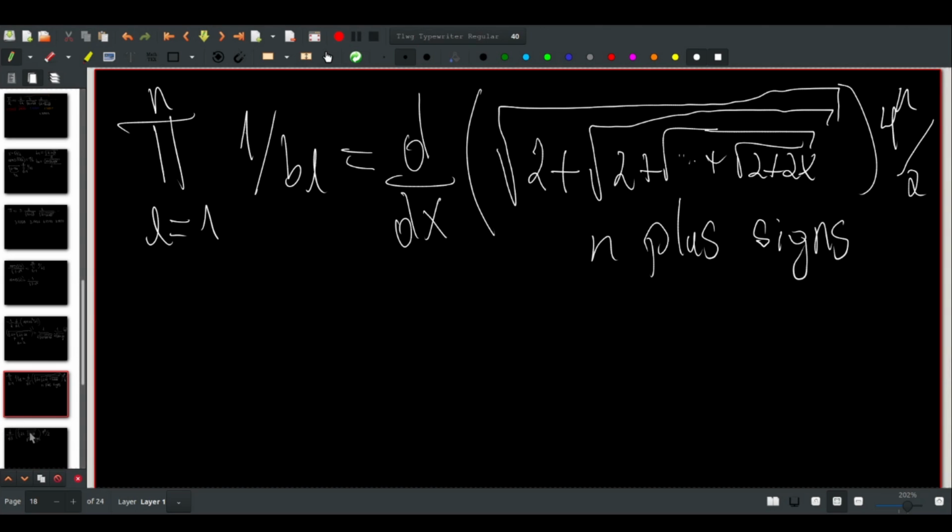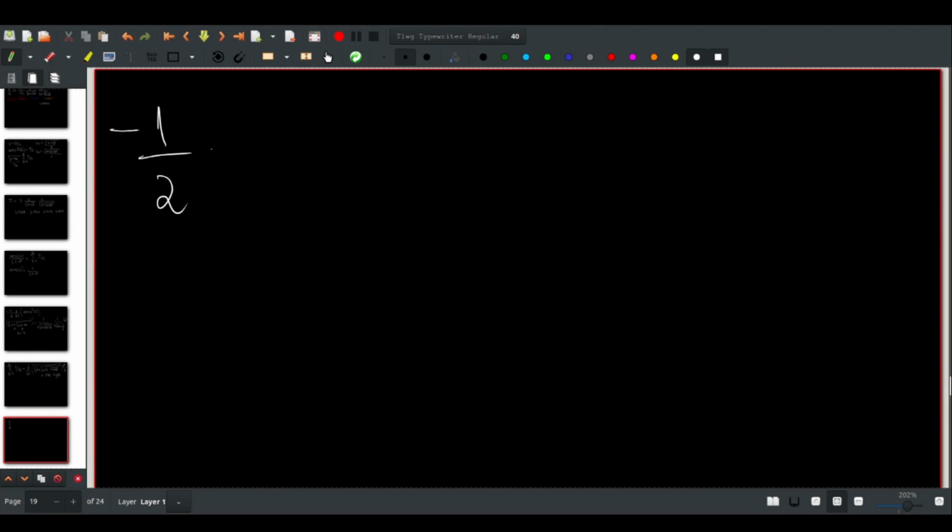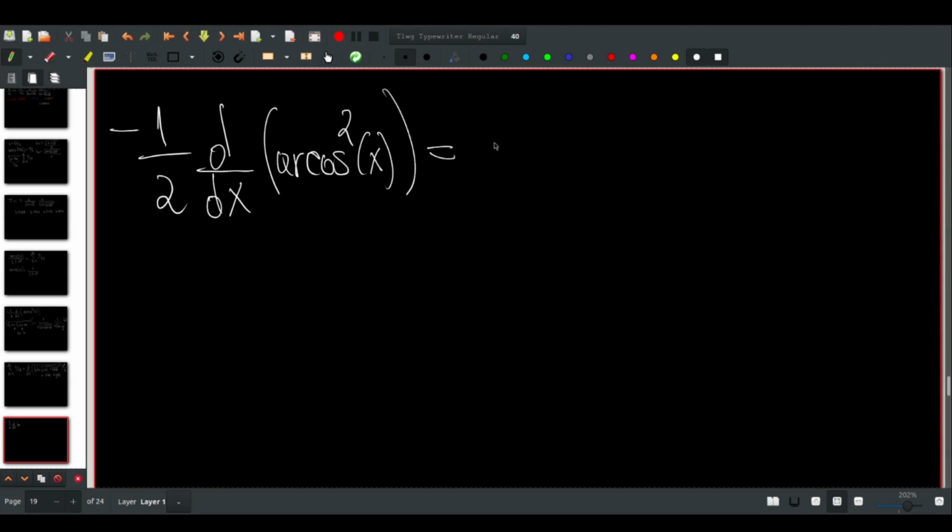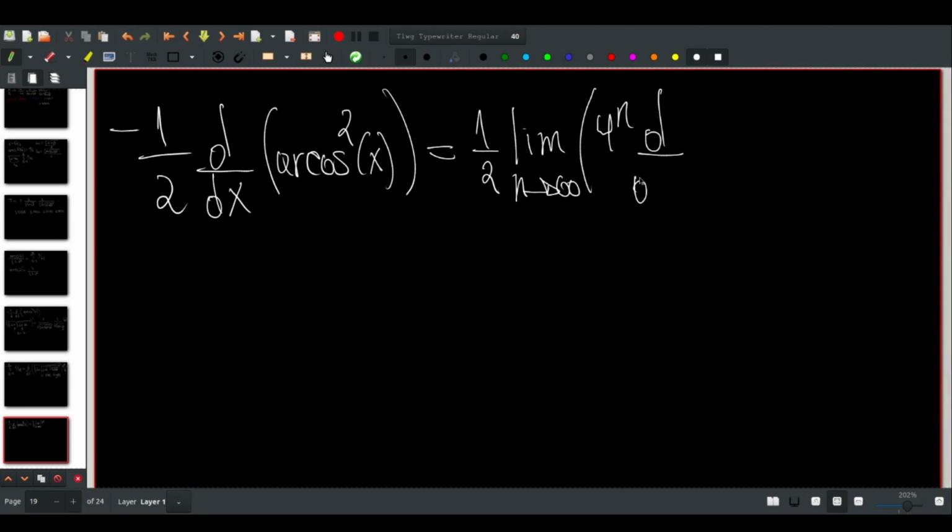Right. So what we get in the end is that minus 1/2 the derivative with respect to x of the arc cosine squared of x is equal to 1/2 times the limit when n goes to infinity of 4 to the n times the derivative with respect to x of the root, this root.